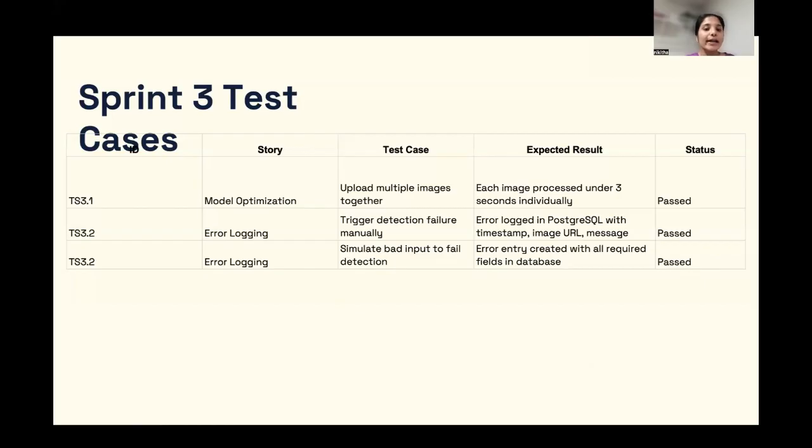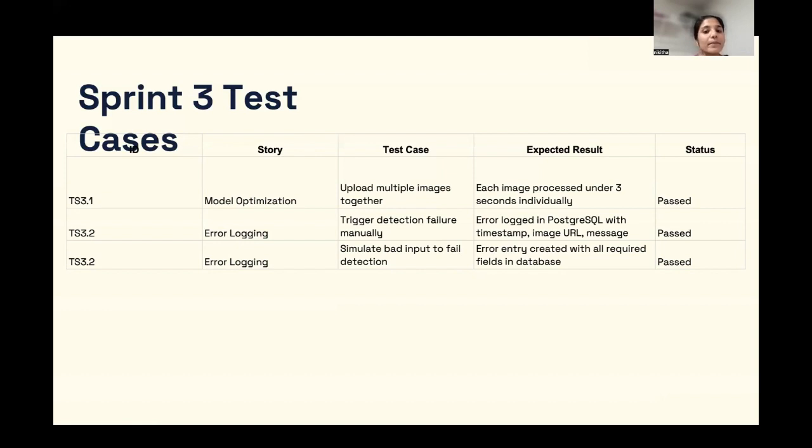The next one, error logging and manual failure. We manually triggered a detection failure to see whether the system properly throws the errors or not. Yes, the error was logged correctly into PostgreSQL with the detailed timestamp as well as the image URL and error message. So the error logging and manual failure test case is also passed.